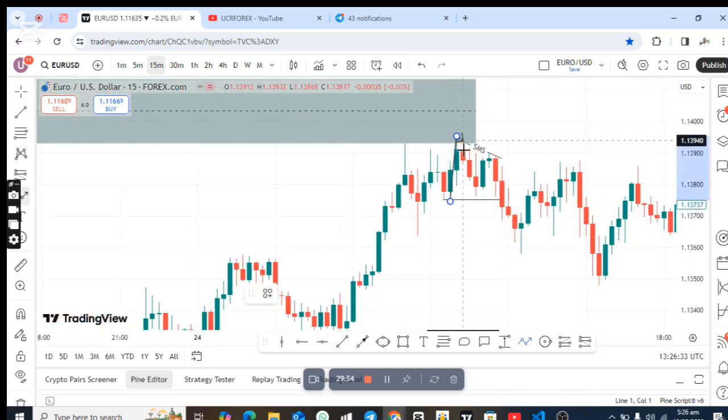This is a high, this is a low. This low was unable to take out this previous low. We don't have any business with it. Now the high that price printed was unable to take out what? The previous high. Now patiently wait for a bearish candle. Patiently wait for what? For a bearish candle.